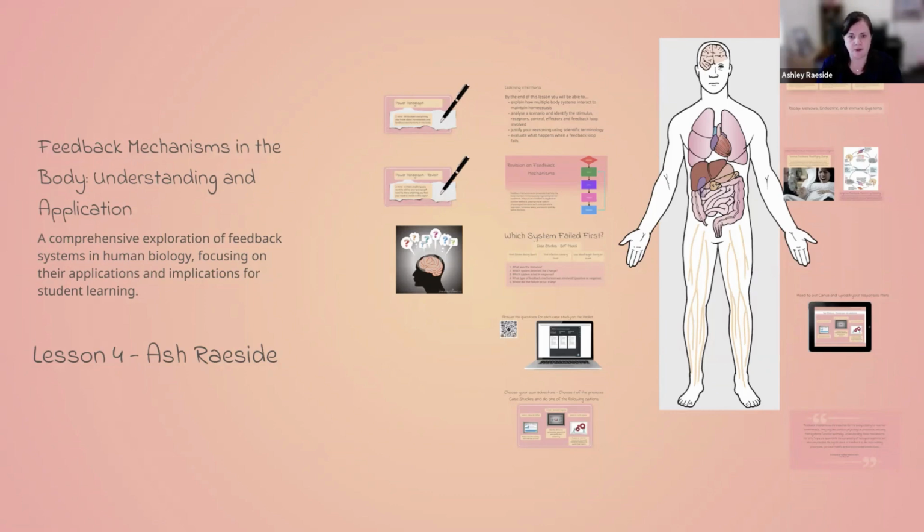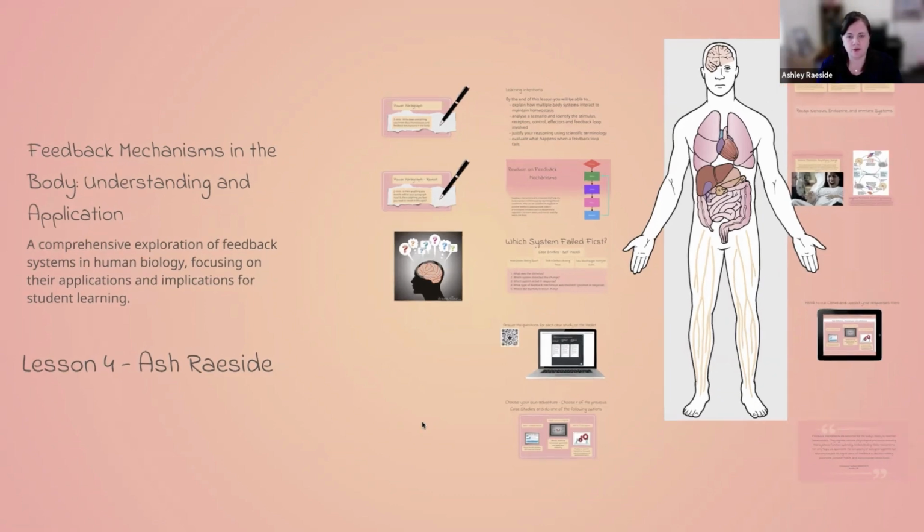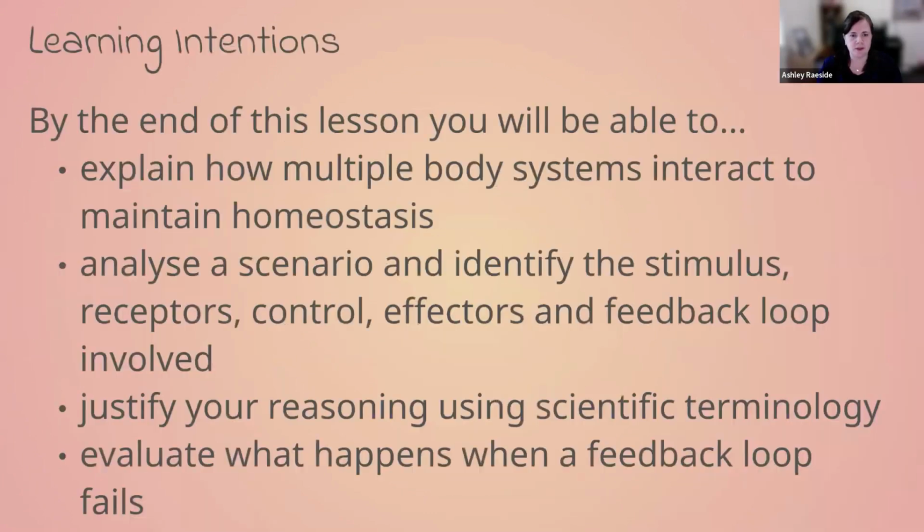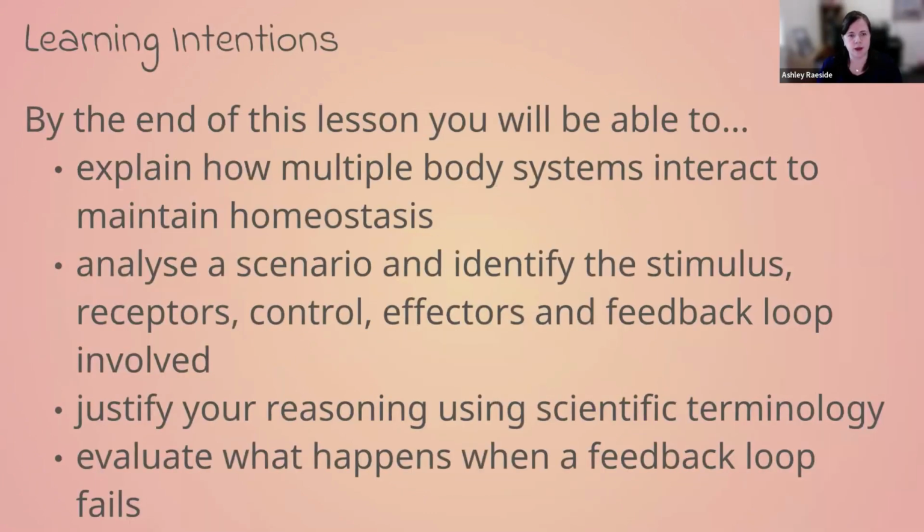So to start with, we are going to look at our learning intentions. By the end of this lesson, you should be able to explain how multiple body systems interact to maintain homeostasis. You should be able to analyse a scenario and identify the stimulus, receptors, control, effectors, and feedback loop involved, and also be able to justify your reasoning using scientific terminology. So it's all about that language, thinking like scientists, and evaluating what happens when a feedback loop fails.